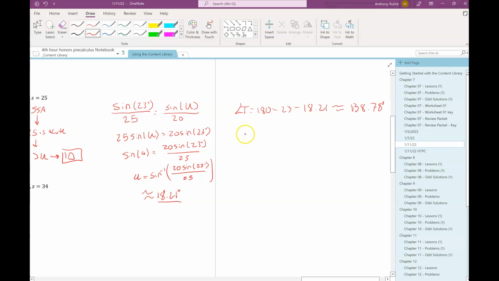And then to finish this off, we need side T. So we'll go back to the law of sines. So we'll do sine of our newly discovered angle T over side T. Cross multiply and divide. I'm going to skip some algebra here. Everybody okay with the skipped algebra there?